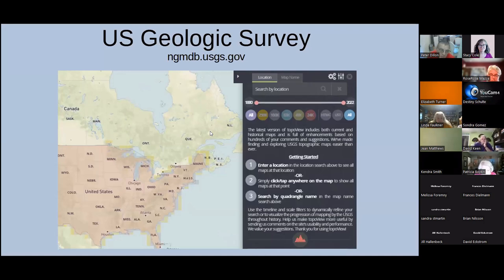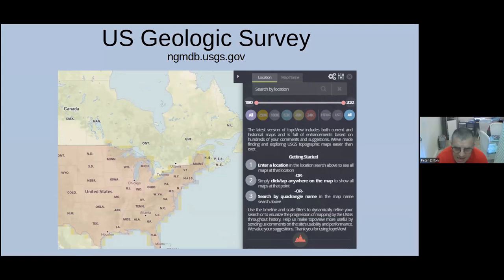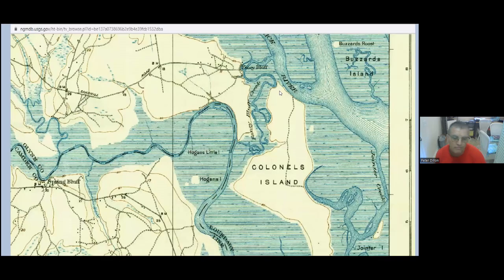Another interesting source is the U.S. Geologic Survey. And these maps are very detailed. They go back to about 1880 and have been digitized. So when you go to this website and bring this page up, you can put the location in here. I put in Glynn County. I brought up quite a number of maps. So I picked this one, which is about 10 miles from my house. And this is a map from 1839.